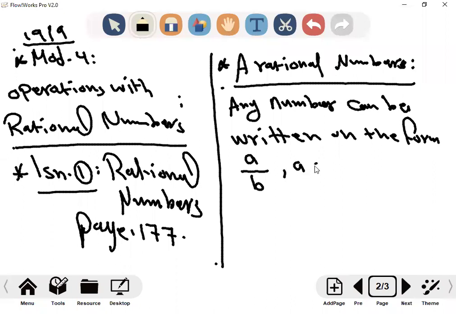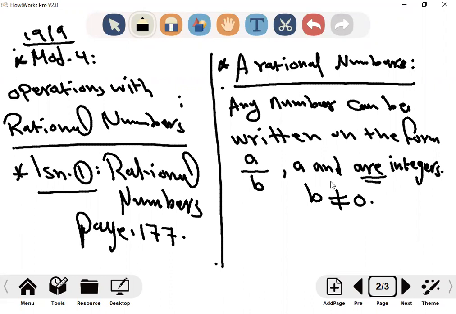First, A and B should be integers. What are the integers? What we took in the previous lesson: positive integers, negative integers, and 0, right? And another condition for the B, the B at the bottom: B cannot be 0. Got it? B cannot be 0. Means A can be any number.